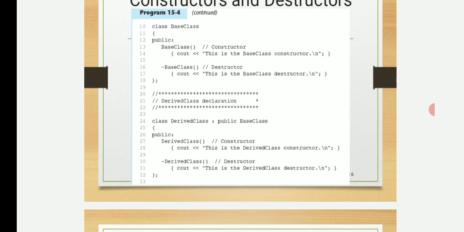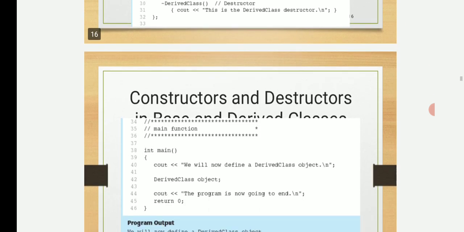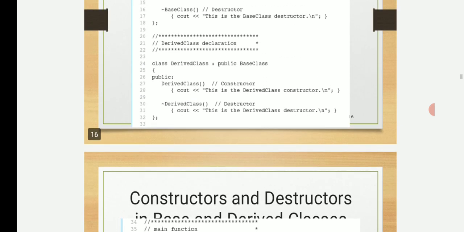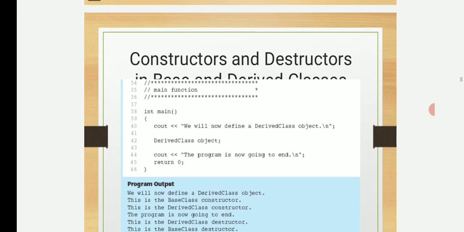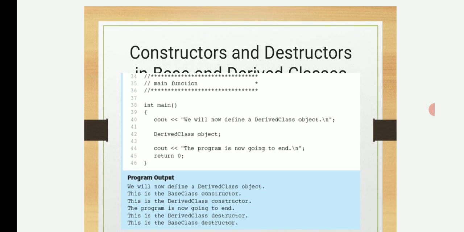So here in the derived class, a constructor and destructor are also created, right? This is an example of how you can call them. Whenever you create an object for this derived class, this constructor and destructor will be called automatically.